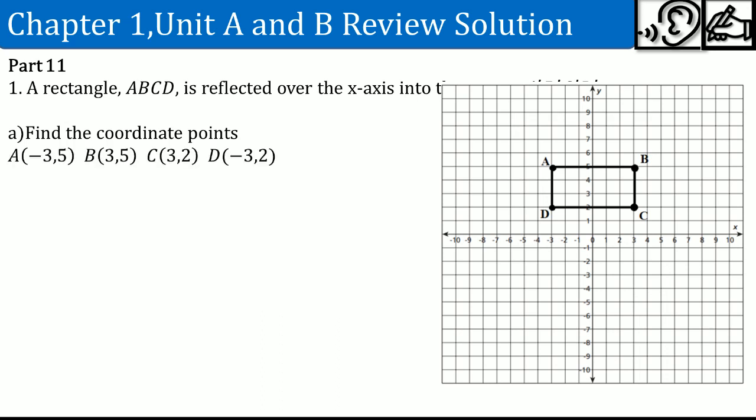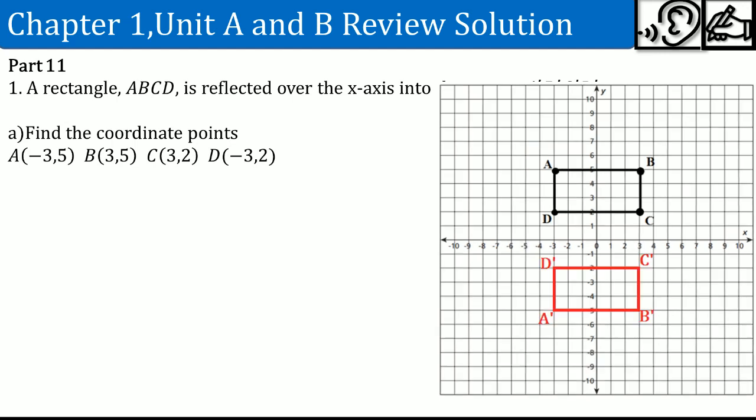Okay, A right now is at negative 3 comma 5. B right now is at 3 comma 5. C is at 3 comma 2, and D is negative 3 comma 2. Okay, this is how it looks after it reflects over the x-axis. Look, it was a rectangle at the start, so it's going to remain a rectangle at the end. Okay, those are the coordinate points after the reflection over the x-axis.